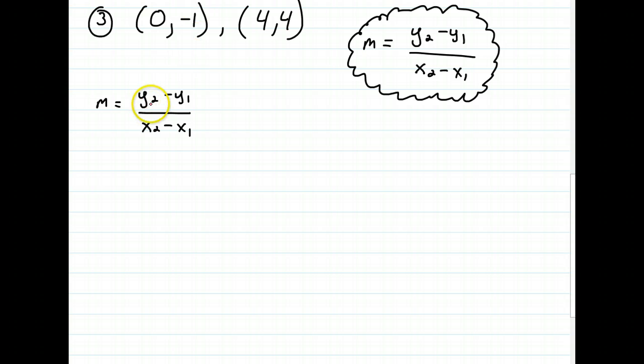And so the reason why we have these small numbers, the 2 and the 1, is because every ordered pair is in the form of x comma y. X comma y. Since this is my first point, we're going to call this x sub 1, y sub 1. Since this is my second point, we'll call this x sub 2, y sub 2. So that means for the y2, I need to look here and plug in this 4. That's going to be 4.